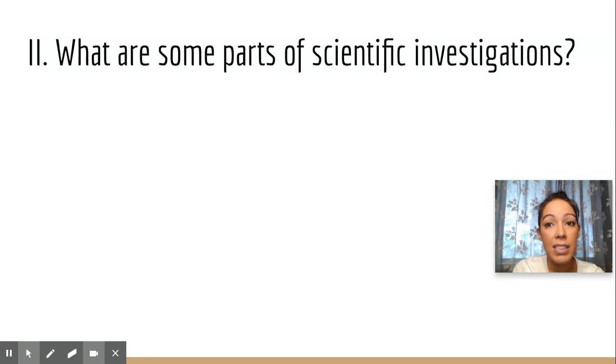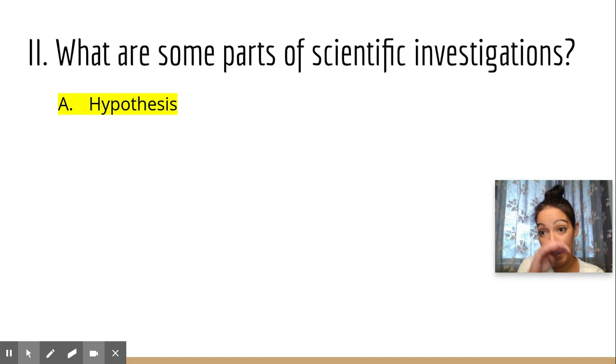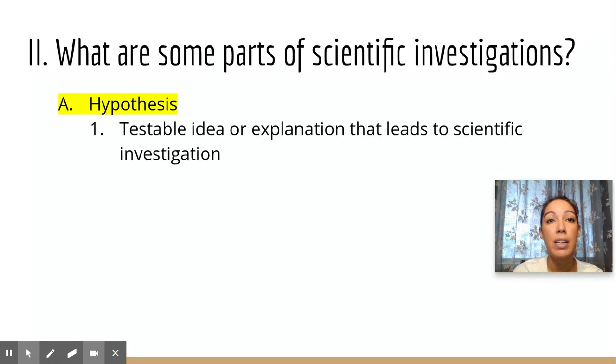Some parts of scientific investigations. First of all, we have the hypothesis. We all know a hypothesis is like, what am I going to test? What's my testable idea or explanation that can eventually become a scientific investigation? We always word our hypotheses in 8th grade science as if, then, because. If I do this, then this is going to happen because this is why I think that.